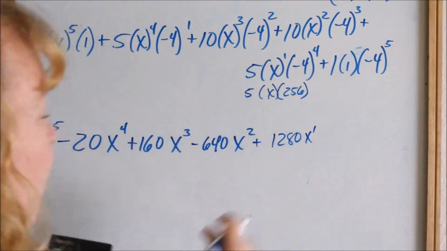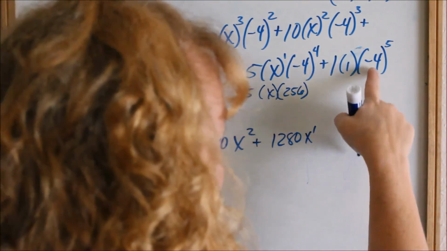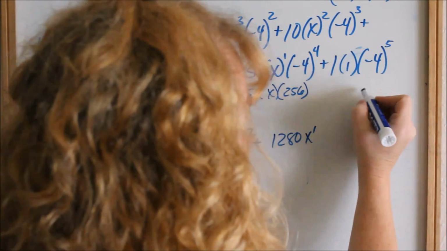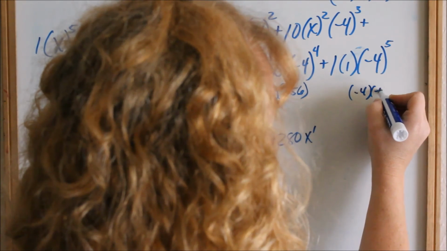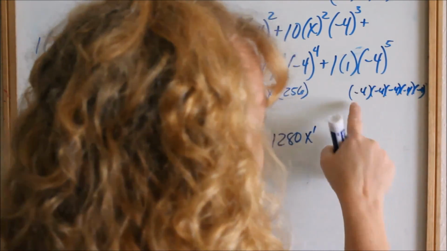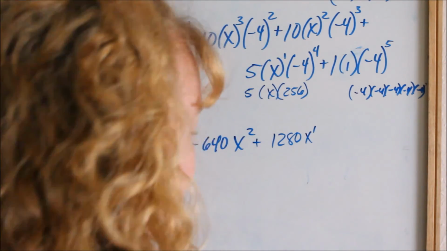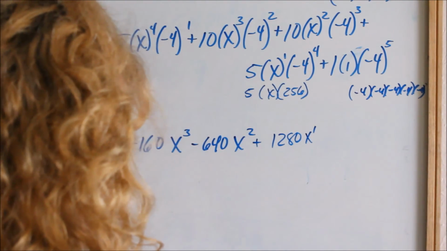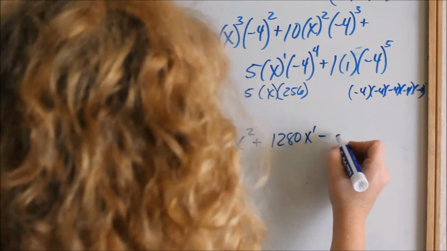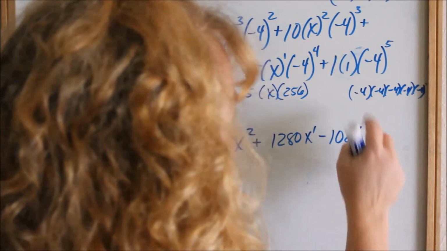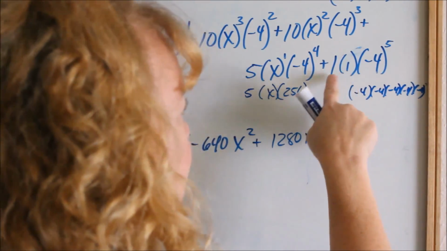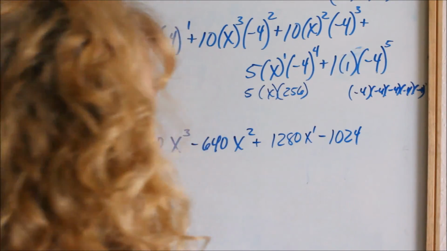Here we have -4 to the 5th. So this is an odd number, so it's going to turn out to be a negative because we have a -4 times a -4 times a -4 times a -4 times a -4. You have an odd number, so it's going to end up being a negative. And then to the 5th power is going to be negative 1024. Negative 4 to the 5th is negative 1024 times 1 is still that.